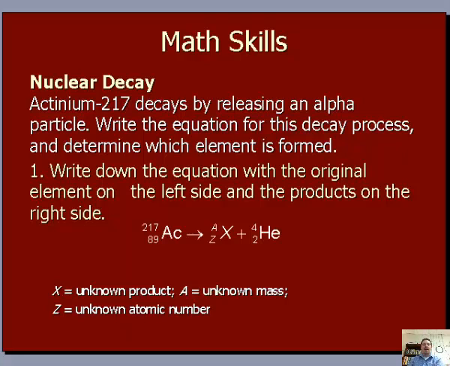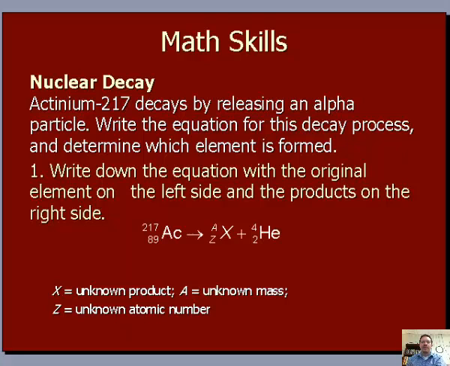Alright, so we've got a math scale here, looking at a nuclear decay reaction. So we have actinium-217 decays by releasing an alpha particle. We're going to write the equation for its decay process and determine which element is formed. So we're going to write the equation down.